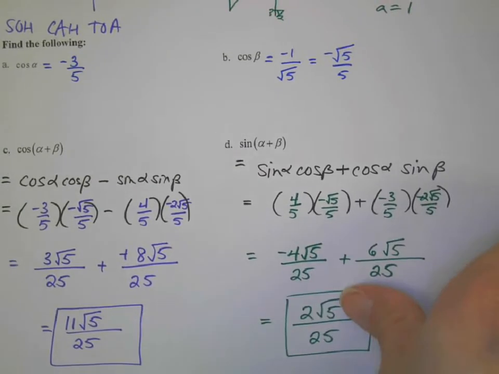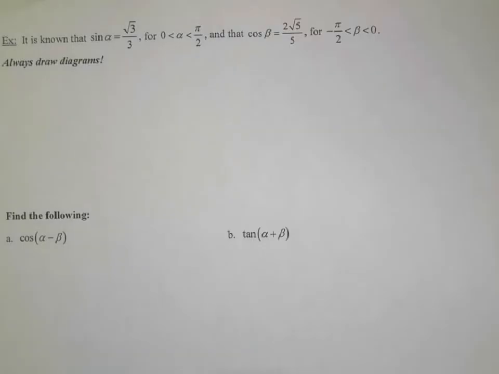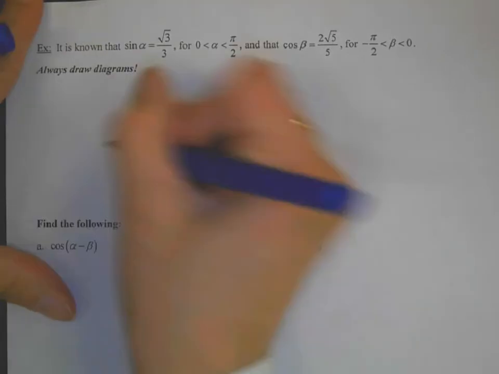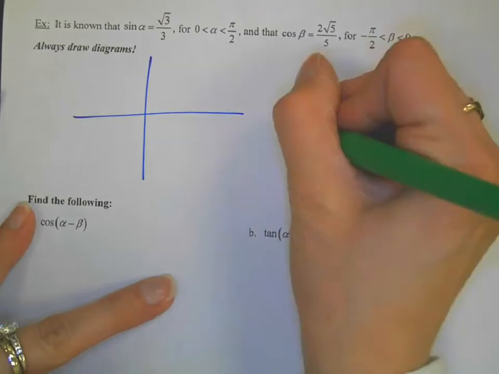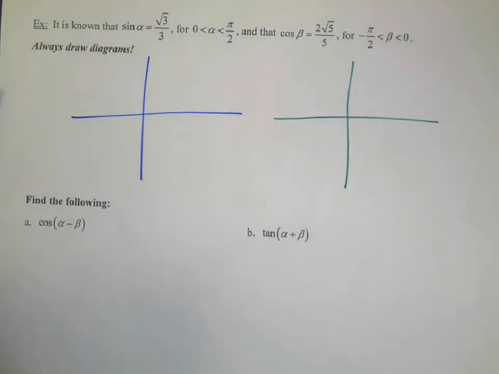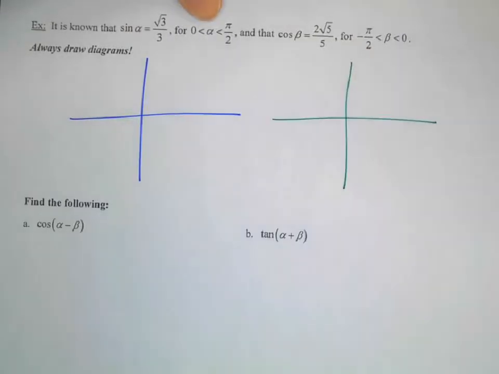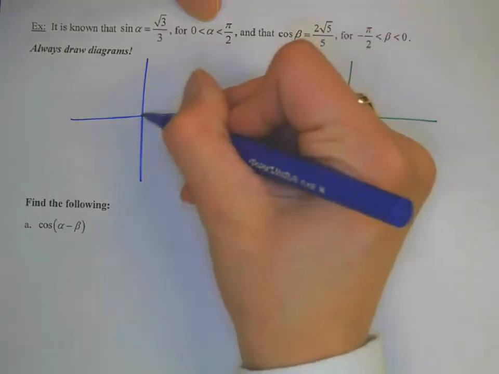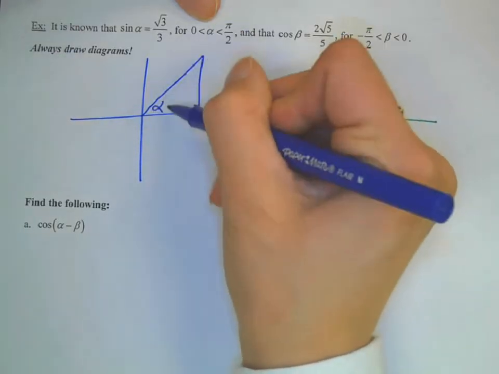Okay, so it's just like yesterday's songs, except instead of unit circle, we're going to have to draw our own triangle. Let's try it again. Okay, always draw diagrams. Okay, I will. I'm going to draw an alpha picture, and I will draw a beta picture. First, we have to figure out which quadrant alpha is going to be drawn in. So let's look at this hint right here and figure out which quadrant he goes in. Quadrant 1. Quadrant 1. Okay, that's how you draw.